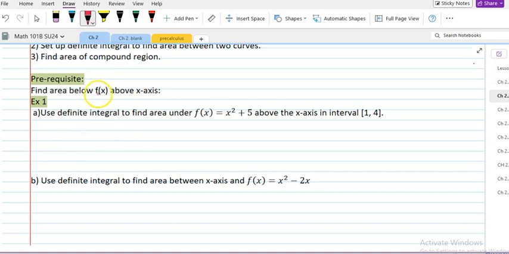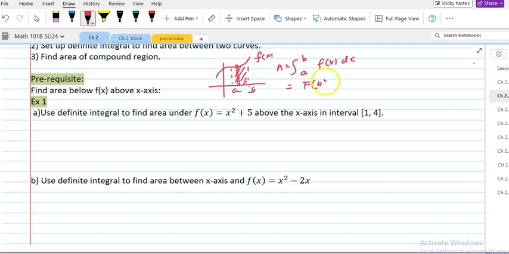So for area below f of x but above the x-axis, you want to make sure that your f of x is always above the x-axis in this interval, a to b. Then for the formula, you would cut a small rectangle, and the small rectangle's height is f of x. The bottom is dx, so you would add all of these small rectangles together. The area is the integral from a to b of f of x dx, which by the fundamental theorem of calculus can be found by the antiderivative of f evaluated at b, minus the antiderivative evaluated at a.